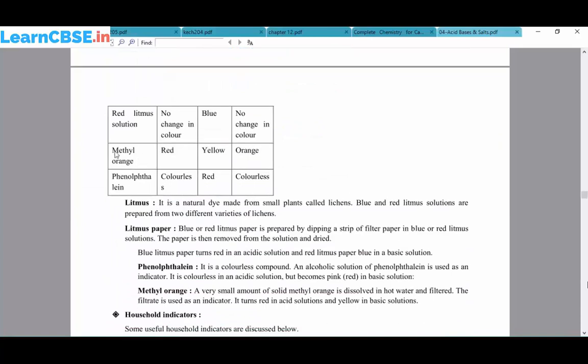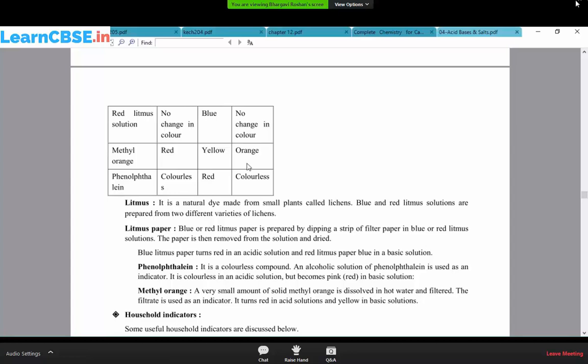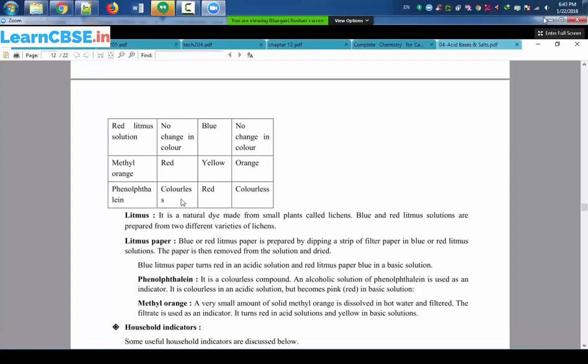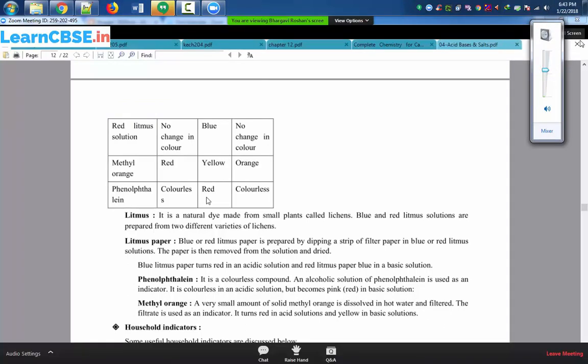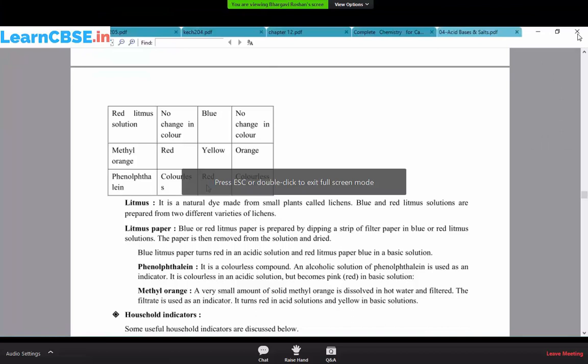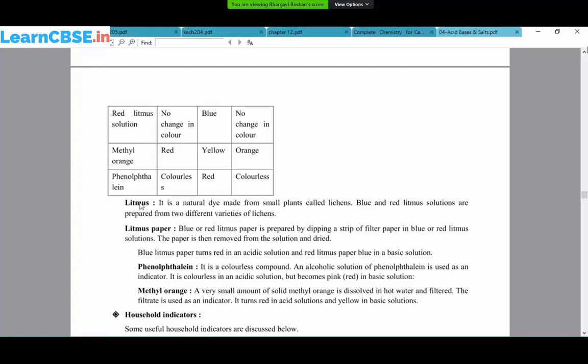Methyl orange. The methyl orange shows red color in the acidic solution, yellow color in the basic solution, and orange color in the neutral solution. Phenolphthalein shows colorless in the acidic, a red, kind of pink color in the basic, and colorless in the neutral. This is the commonly used indicator for the acid-base titrations which we do in the laboratory.